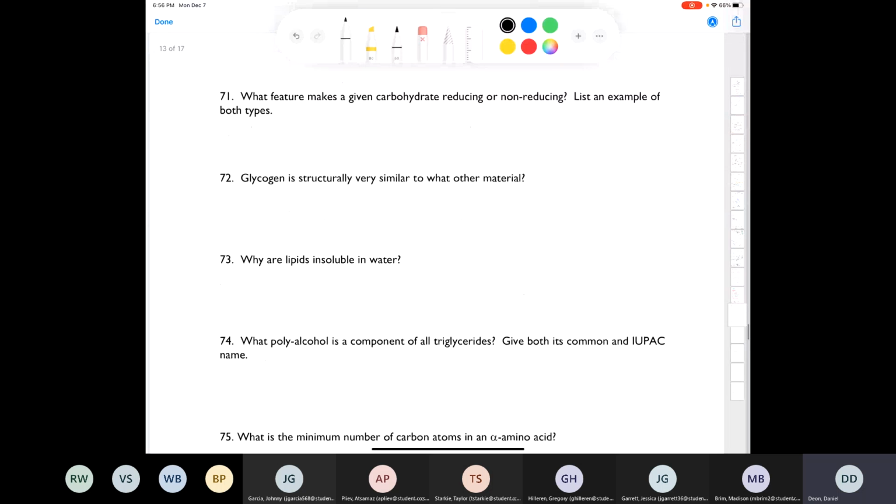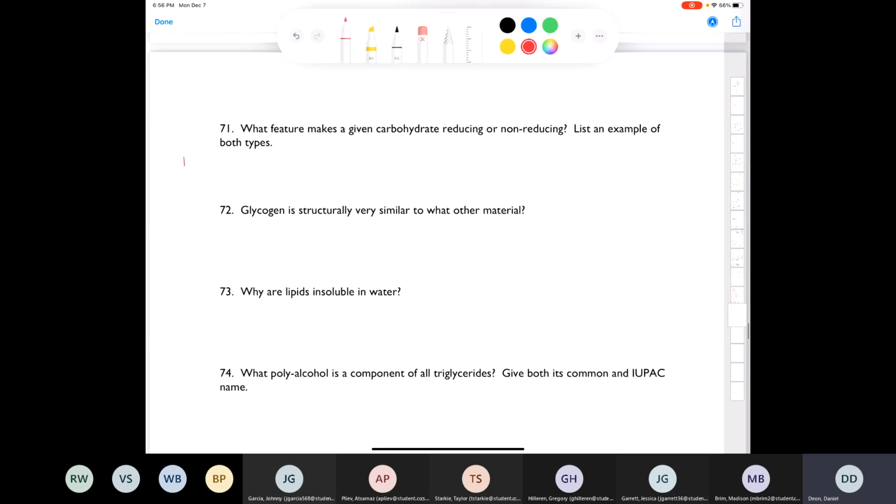What feature makes a carbohydrate reducing or non-reducing? We'll make it simple. We'll say non-reducing sugars. Non-reducing sugars do not have a free hydroxyl at the anomeric carbon.